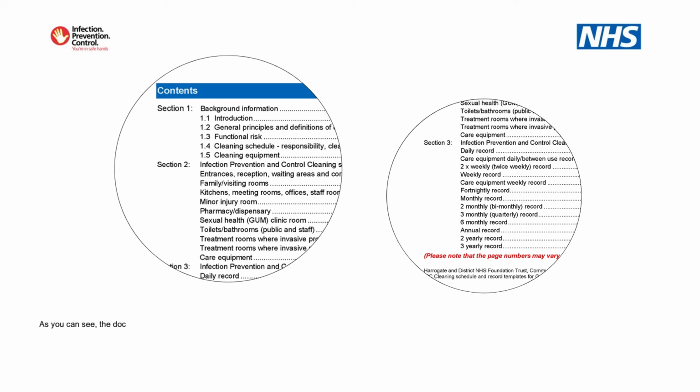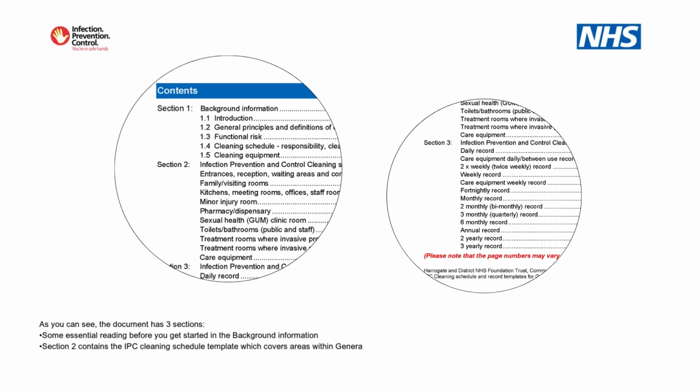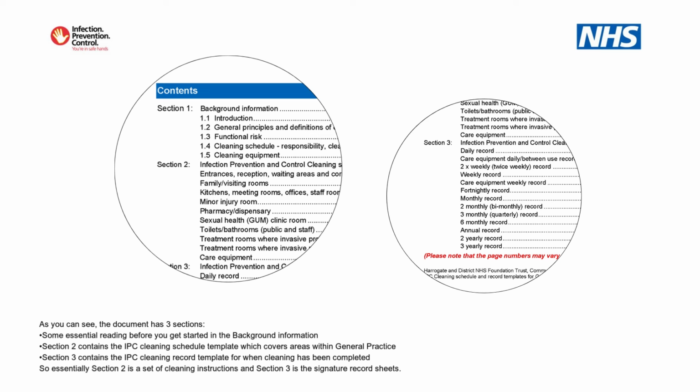As you can see, the document has 3 sections. Some essential reading before you get started in the background information. Section 2 contains the IPC cleaning schedule template, which covers areas within general practice. Section 3 contains the IPC cleaning record template for when cleaning has been completed. So essentially, Section 2 is the set of cleaning instructions and Section 3 is the signature record sheets.